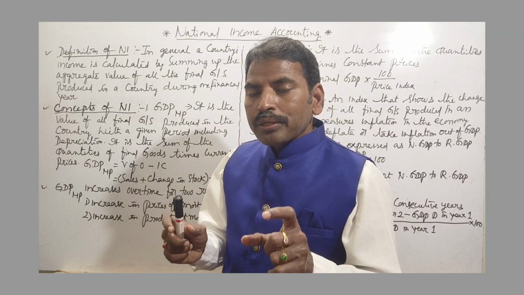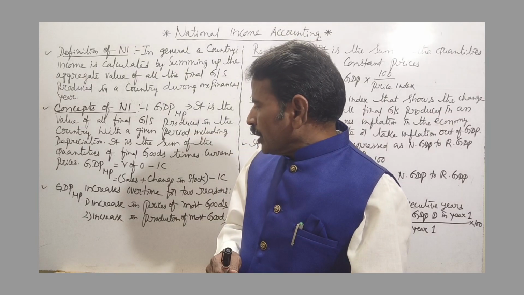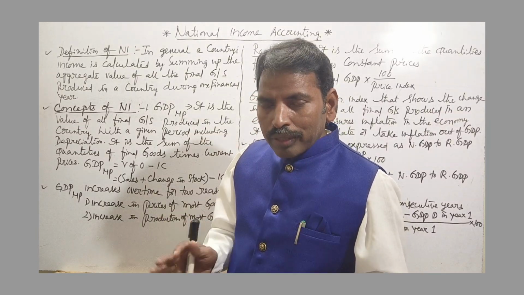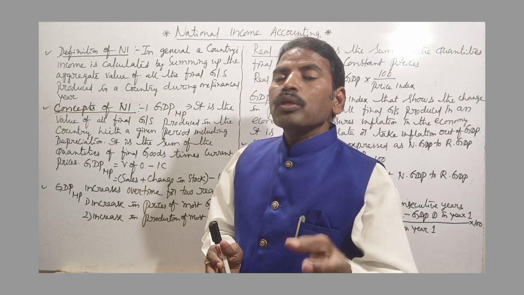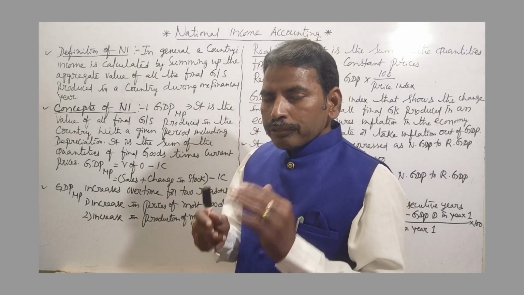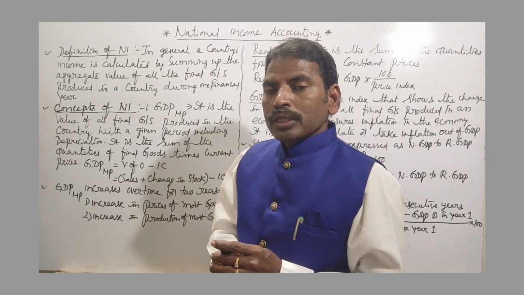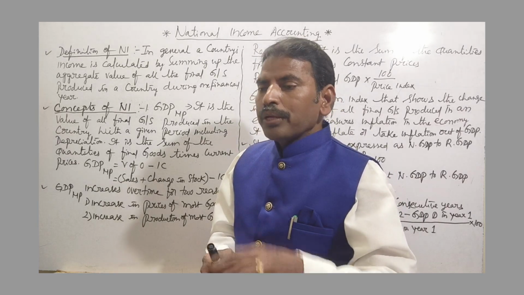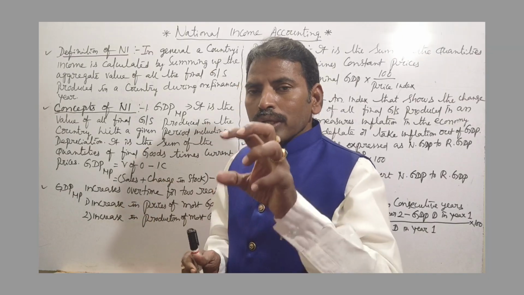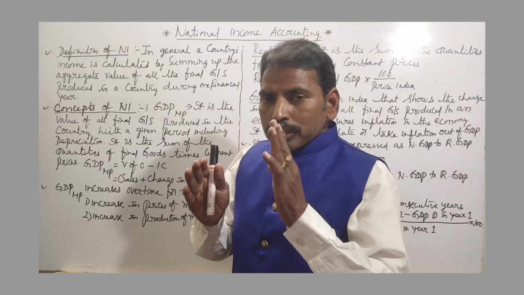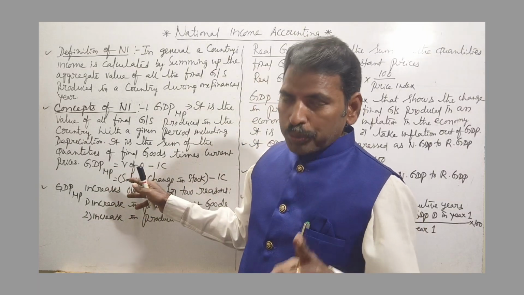So how to calculate value of output if not given? When sales are given and change in the stock is given, we add both sales and change in the stock, then you get value of output. How to calculate change in the stock? Closing stock is given and opening stock is given. So closing stock minus opening stock gives you the change in stock. So sales plus change in the stock gives you the value of output.